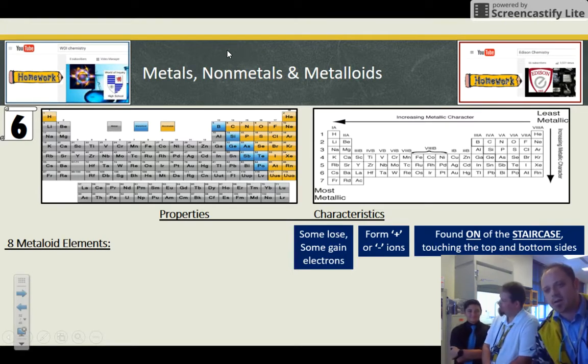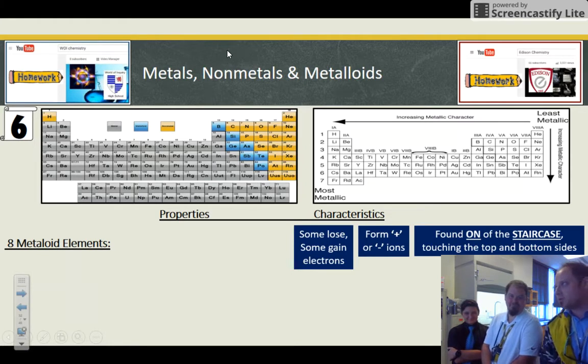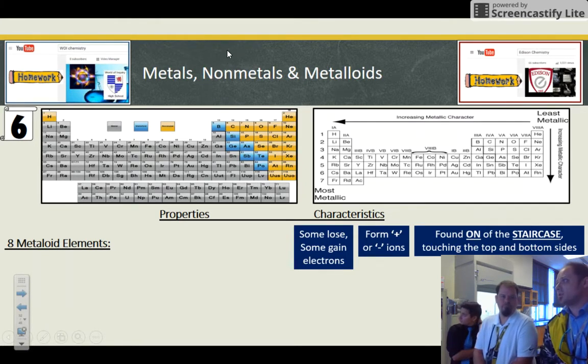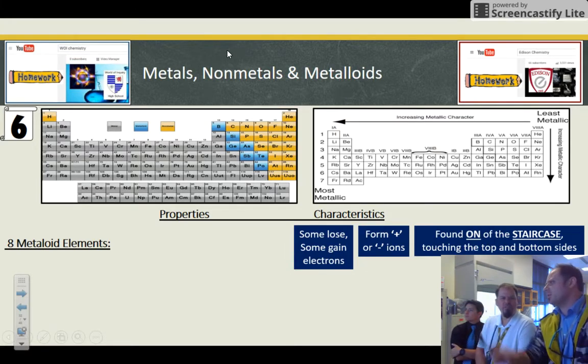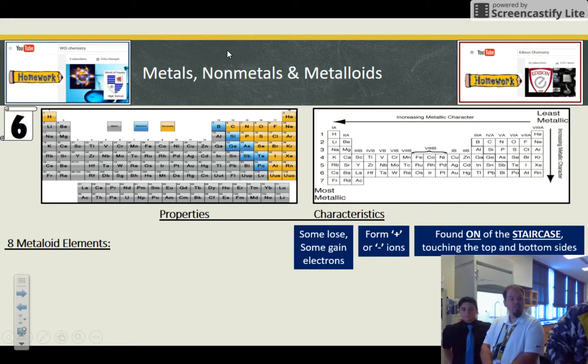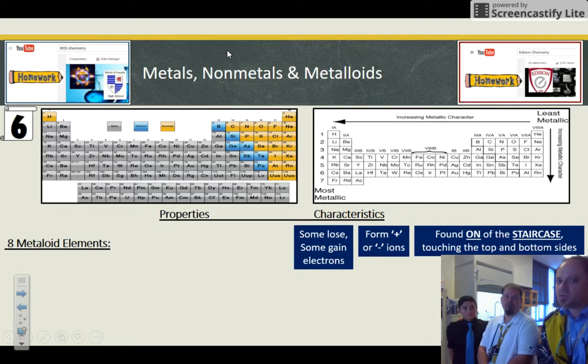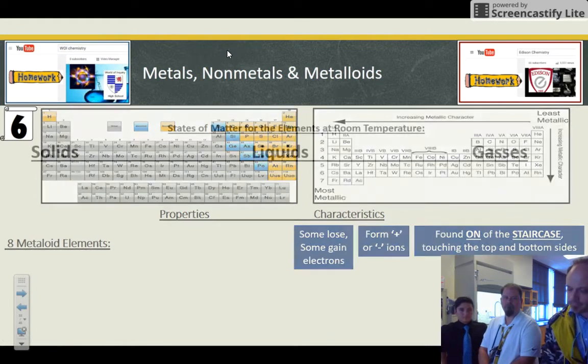These are found on the staircase, touching the top and bottom and side: astatine, polonium, tellurium, antimony, arsenic, germanium, silicon, and boron. Not tin. Sn is tin, which is tough. The only exception to that rule is a metal you all know: aluminum. If you've held an aluminum can in your hand, that's metal. While it touches the staircase, it has too many metallic properties to be called a metalloid. That's all there is to it.